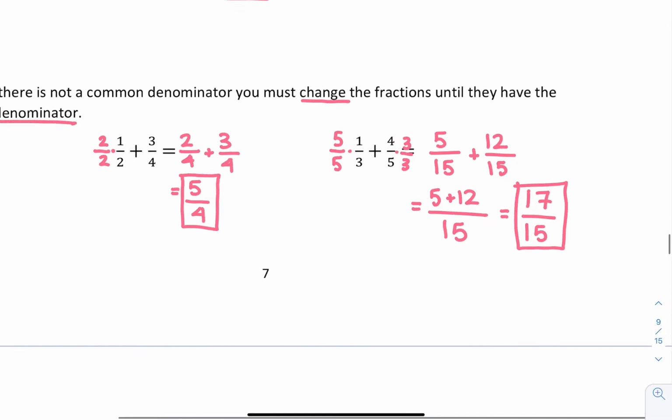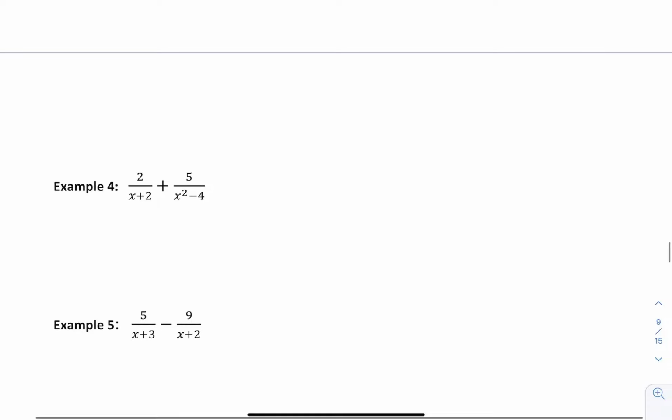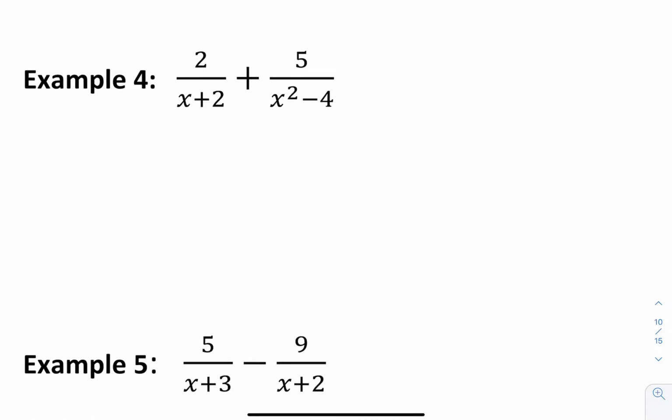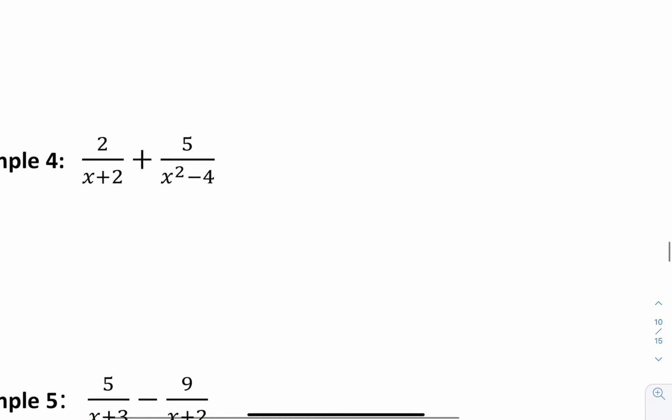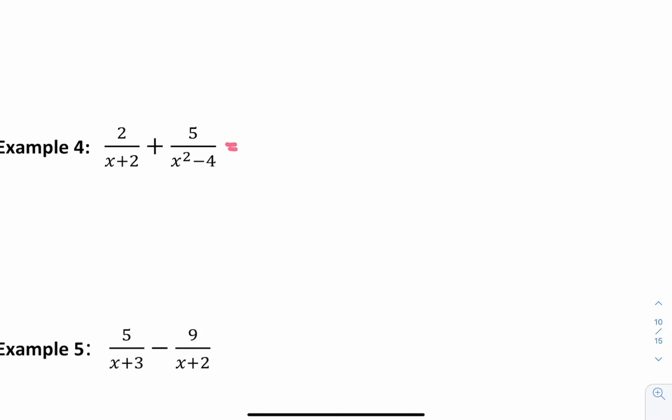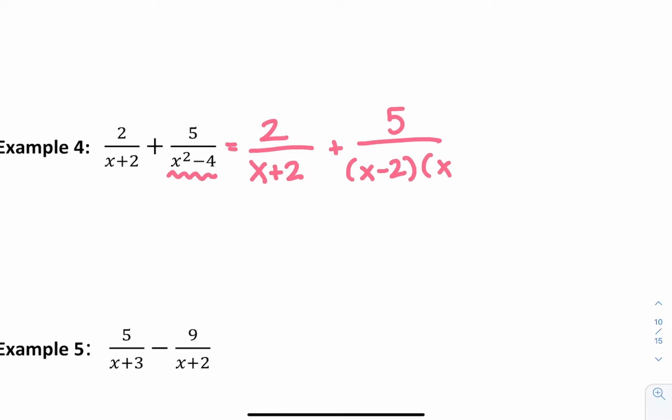Let's try some more examples like this. So in this next example, one has an x plus 2 and one has an x squared minus 4 in the denominator. So I'm going to factor to see if they have any factors in common. So I'm going to rewrite this as 2 over x plus 2. And I can factor this x squared minus 4 because it's a difference of perfect squares. So this becomes 5 over x minus 2 times x plus 2.